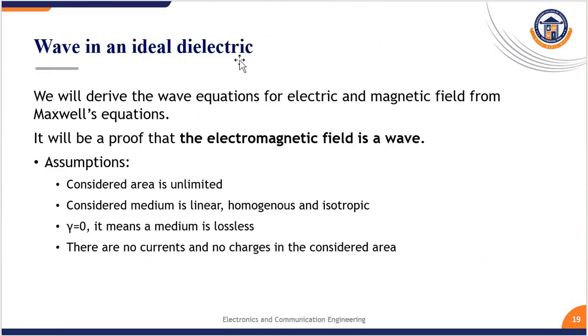Wave in an ideal dielectric. We will derive the wave equations for the electric and magnetic field from the Maxwell equations. It will be a proof that the electromagnetic field is a wave. Assumptions: the considered area is unlimited, and the medium is linear, homogeneous and isotropic. Gamma is equal to 0, which means the medium is lossless. There are no currents and no charges in the considered area.